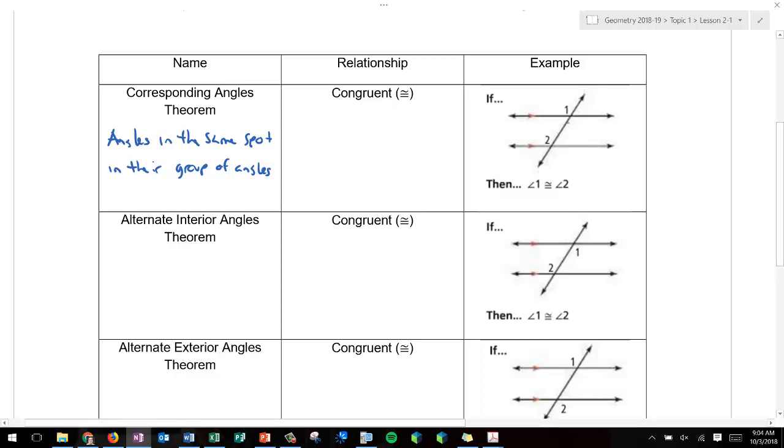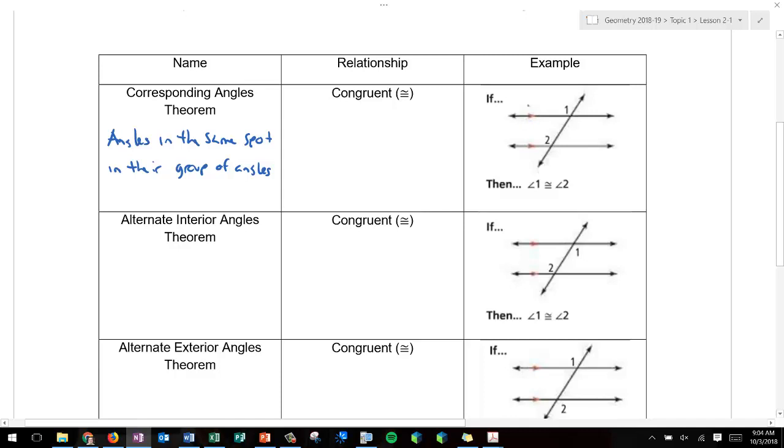One thing to note before we move too far on is if you notice there's these red triangles on the lines. That's another indicator of parallel lines. So they might tell us that they're parallel. They might say that line 1 and line 2 or line A and B are parallel. Or if they put these triangles on the line, they're going to indicate parallel as well.